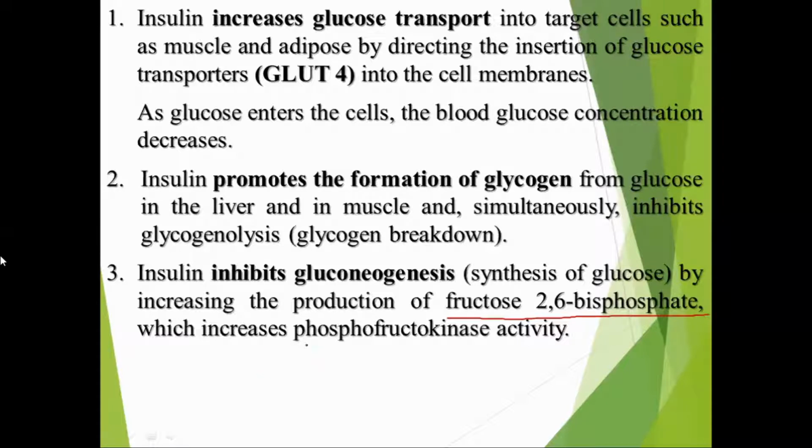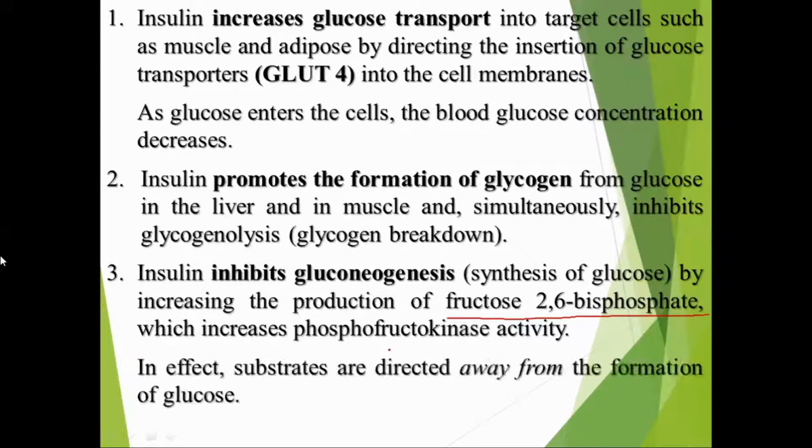Insulin inhibits gluconeogenesis, the synthesis of glucose, by increasing the production of fructose 2,6-bisphosphate. And what will that do? Increases phosphofructokinase activity. So in fact, the substrates are directed away from the formation of glucose.